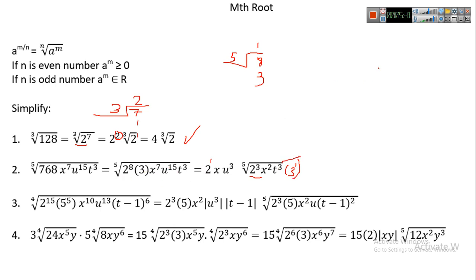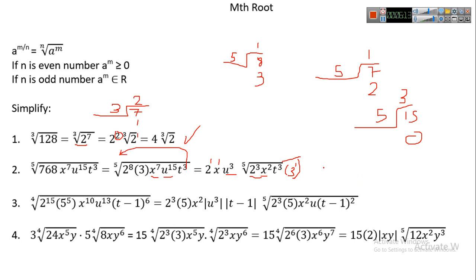Now you have x power 7. If you divide 7 by 5, the quotient is 1 and the remainder is 2. So x power 1 outside and x squared inside. And if you take 15 divided by 5, you have a 3, no remainder. So you're going to have u power 3 outside, nothing inside. And since the power 3 of t is smaller than 5, t cube stays inside.